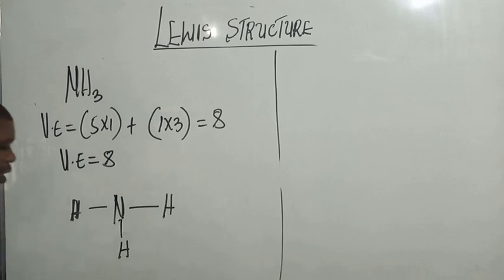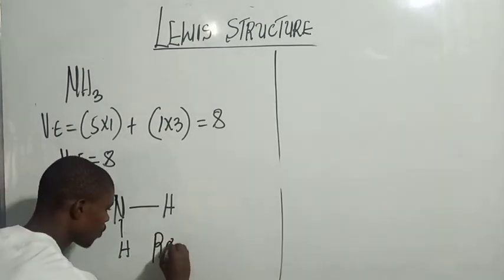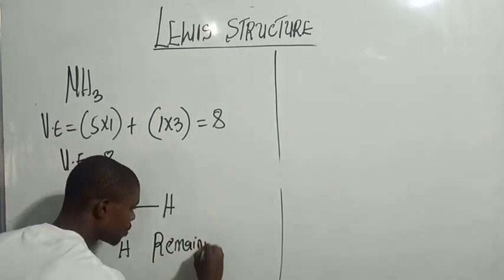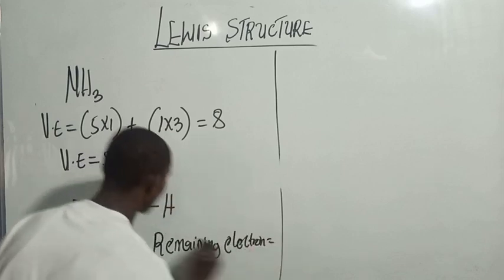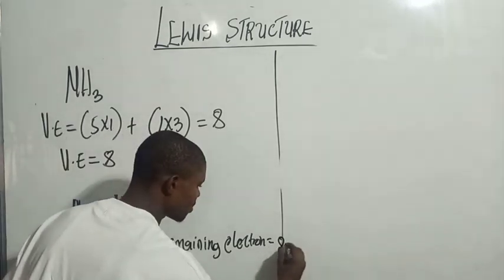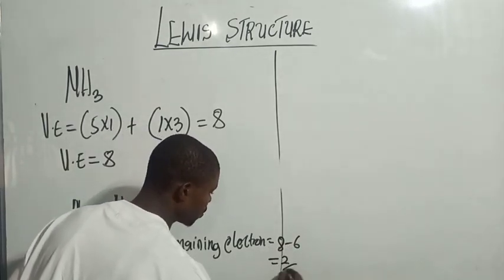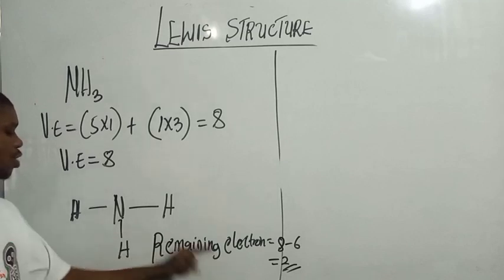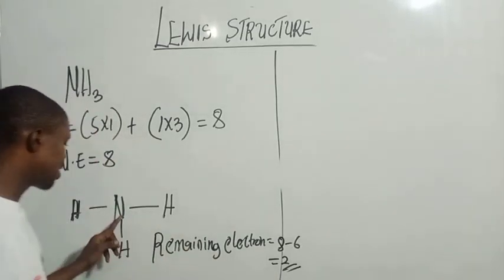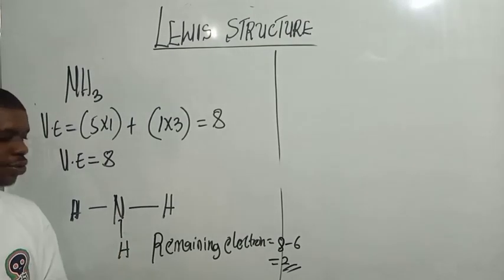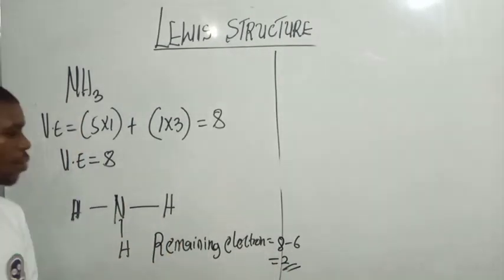So my remaining electrons here equal 8 minus 6, which is 2. Do you see that? So the remaining 2 electrons will now go to the center atom, which is nitrogen. Remember, nitrogen needs an octet. It's already having 3 bonds, which is 6 electrons. So these 2 electrons will have to go to this other one here.